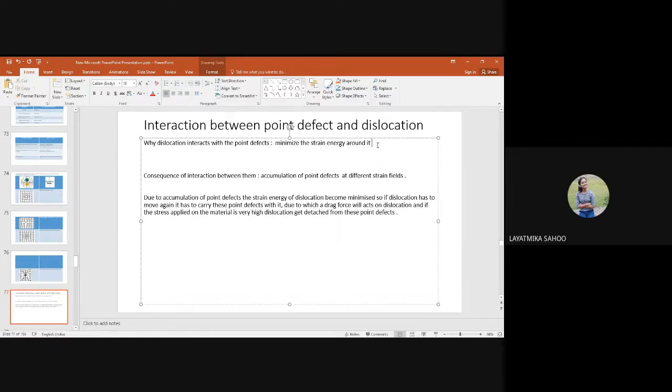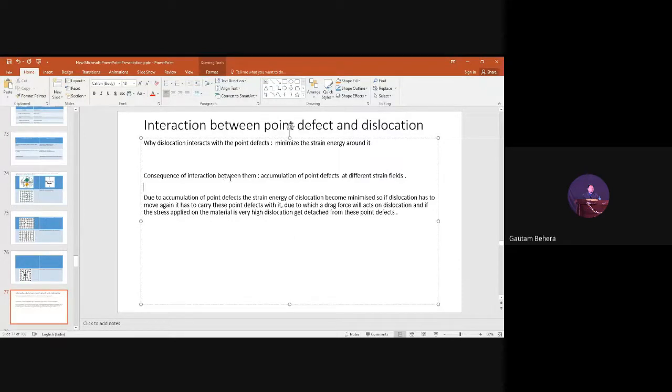To minimize the strain energy. You understand, because around the dislocation we have a compression field and a tension field, and the dislocation wants to minimize them. So if it minimizes the compression field and tension field, the strain energy will be minimized. I think it is clear up to this. So how will the minimization occur? Minimization will occur if it interacts with the defects. Either it will interact with the interstitial atom, or the substitutional atom, or the vacancies.